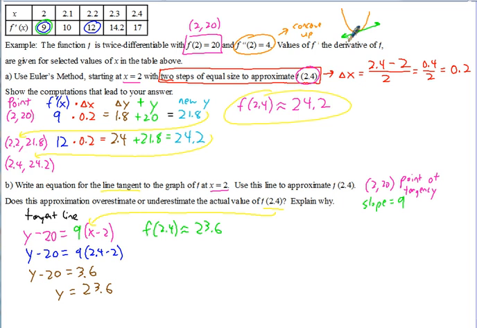So we can say the tangent line approximation of f of 2.4, 23.6, underestimates the actual value of f of 2.4. And to explain why, it'd be since the second derivative, f double prime of 2, is greater than 0.